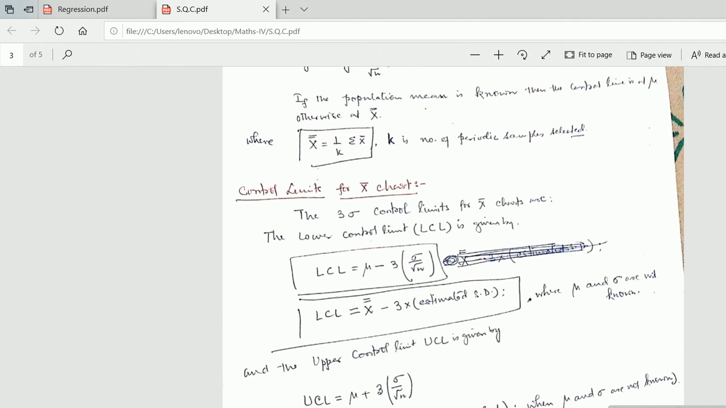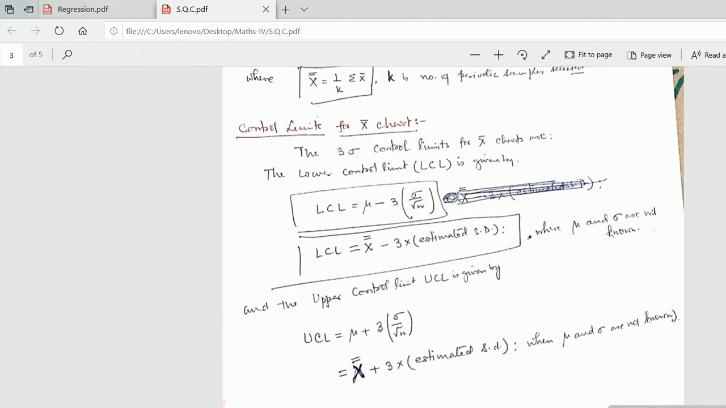Now, control limits for the X bar chart. The 3 sigma control limits for X bar charts are as follows. The lower control limit LCL is given by this formula: LCL is equal to mu minus 3 into sigma by root n.